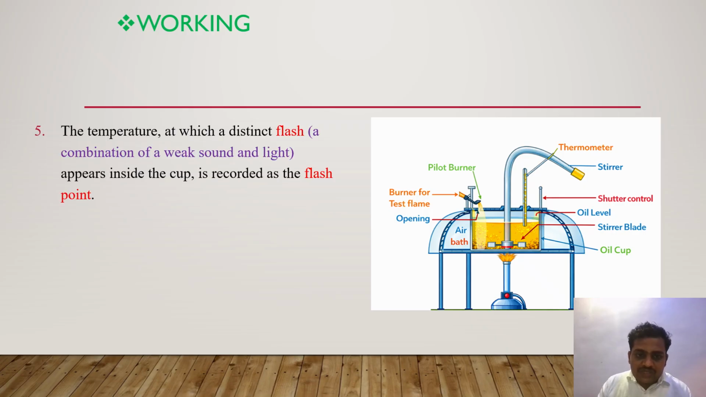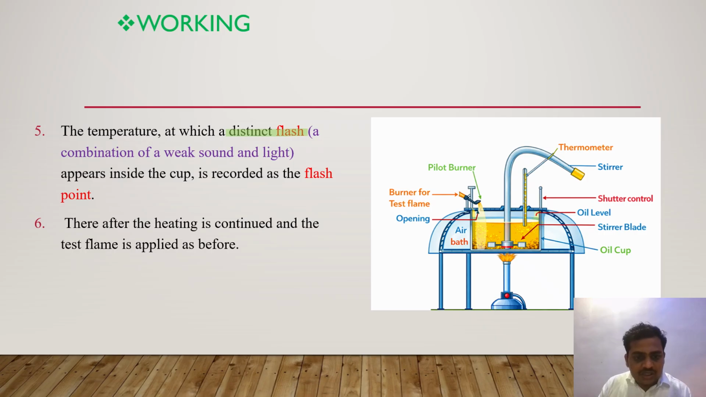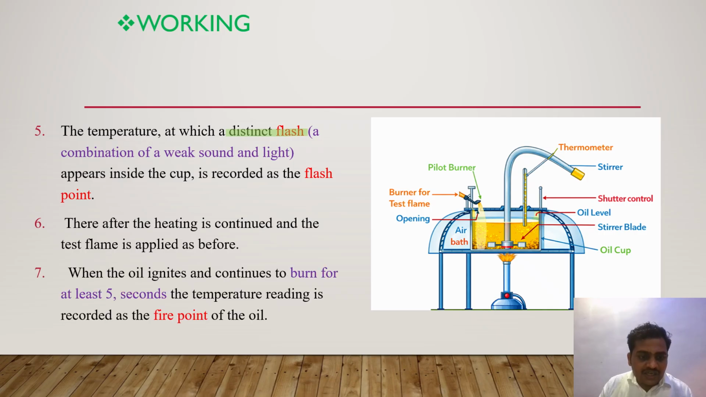The temperature at which we get a distinct flash, which is a combination of sound and light inside the cup after we insert the test burner, is recorded as the flash point. Once you get the flash point, continue the heating. As before, take the test after every 10 degrees Celsius rise. Finally, if the oil burns for at least 5 seconds, that temperature is recorded as the fire point.